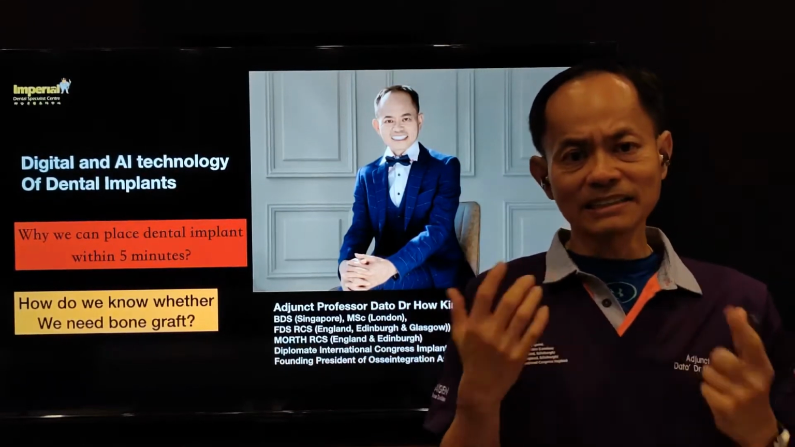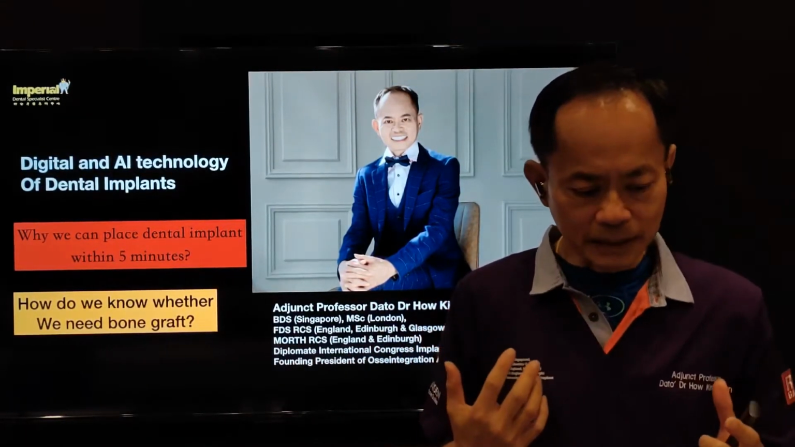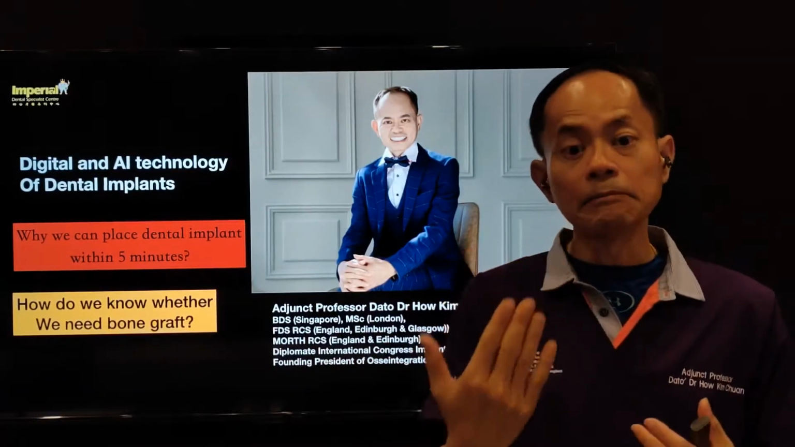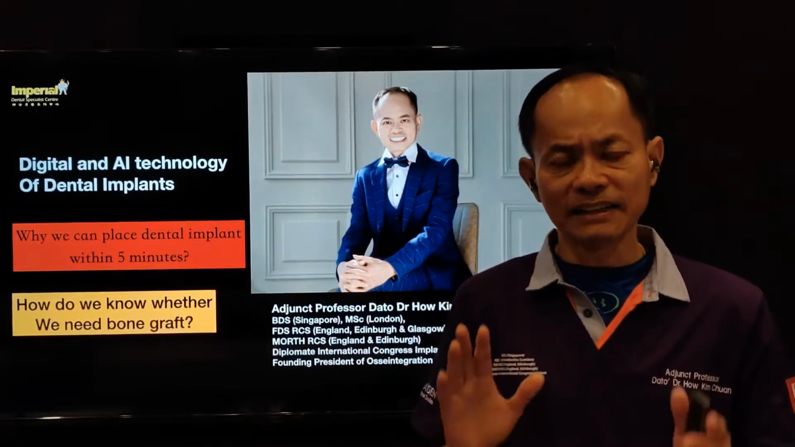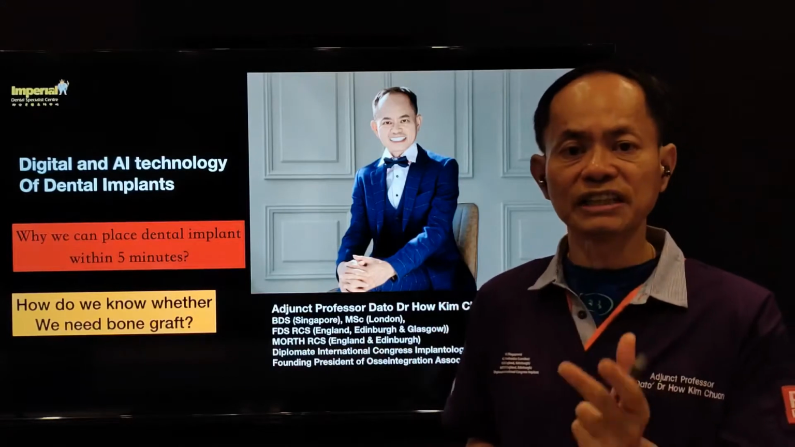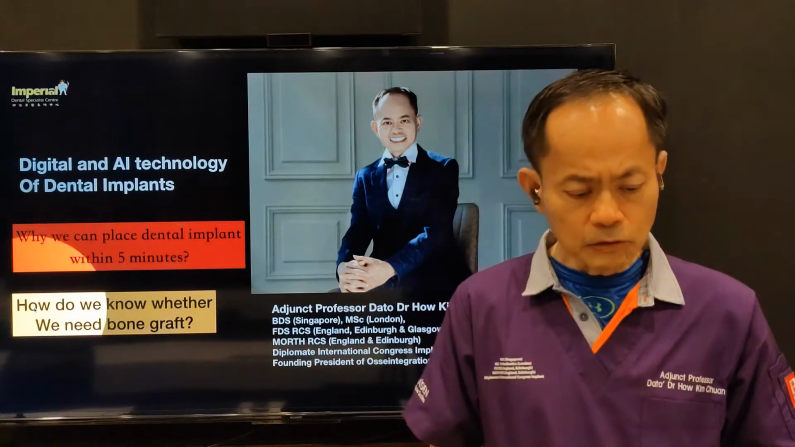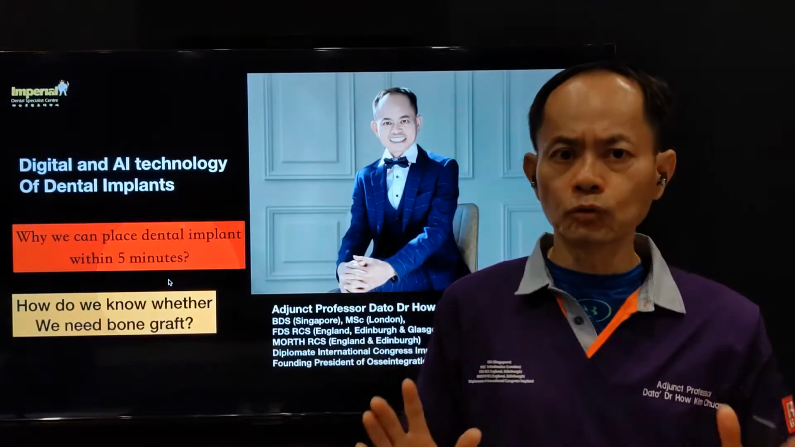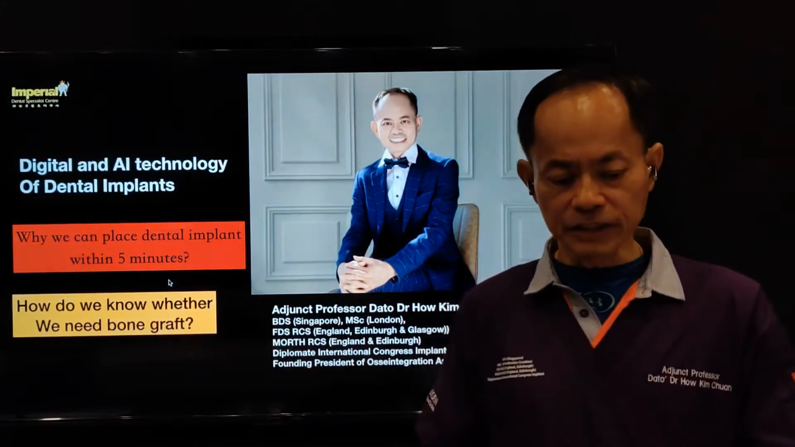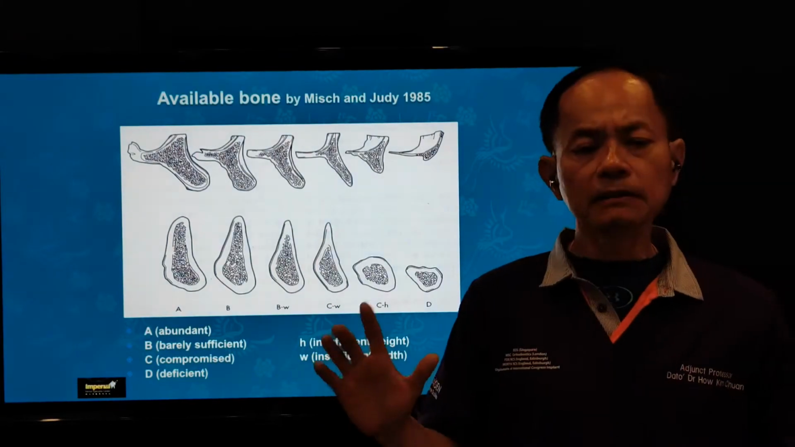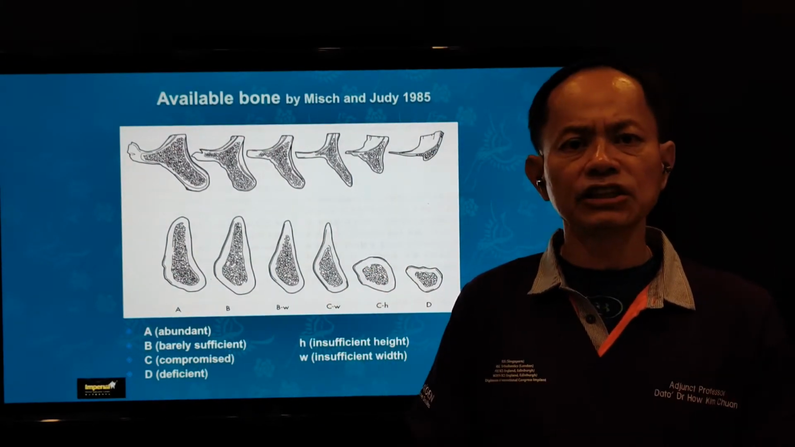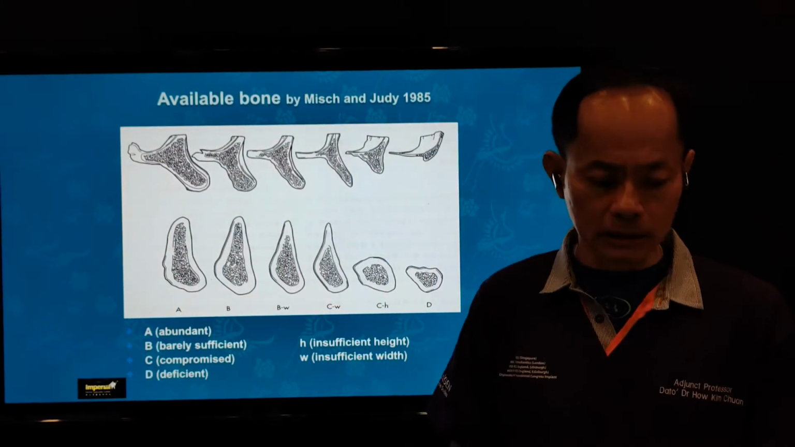Now, in the last series of the YouTube, I was talking about why we can place implants within 5 minutes, using the new digital and AI technology. Today I will talk about how we know whether we need to do a bone graft for the patient. First of all, we look into the classifications of the bone loss pattern.